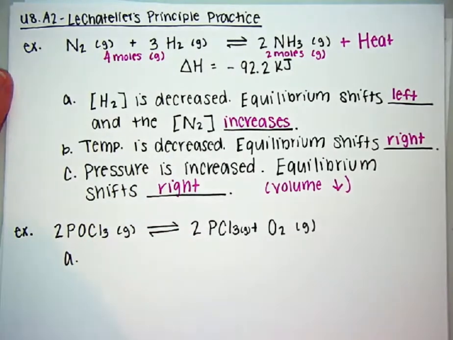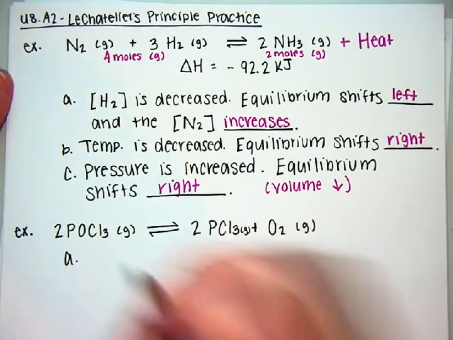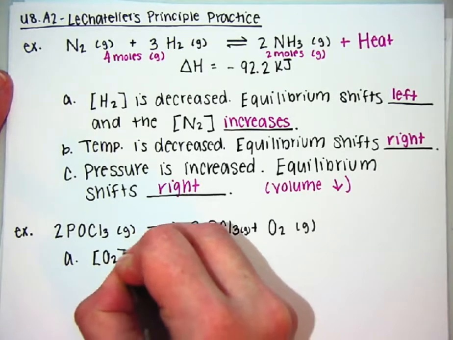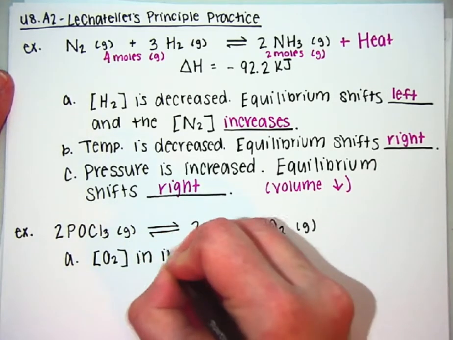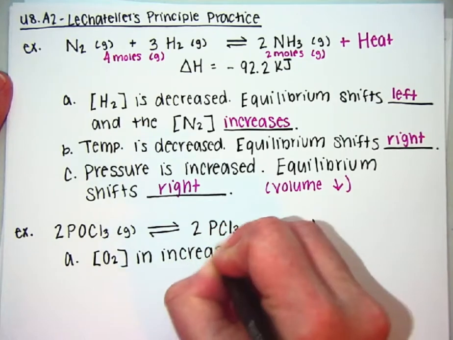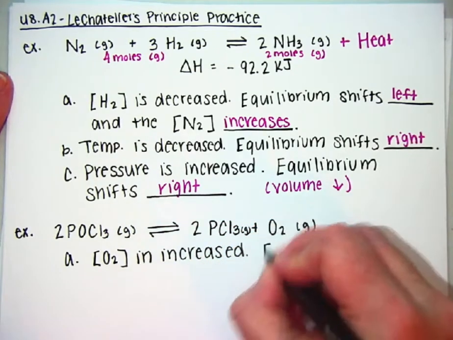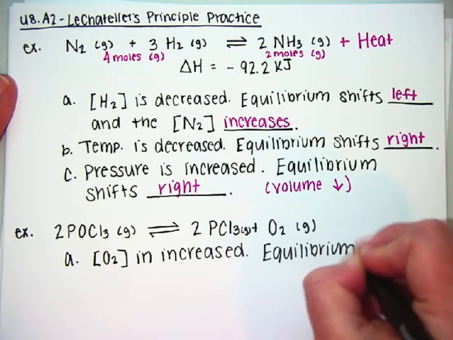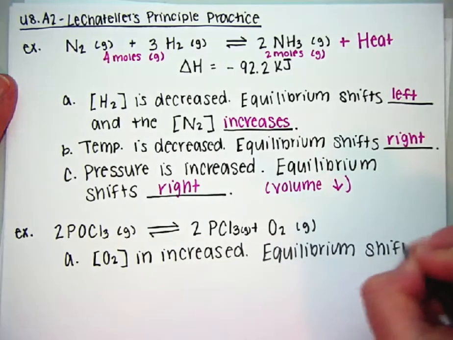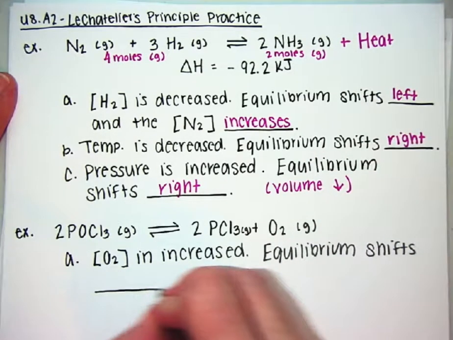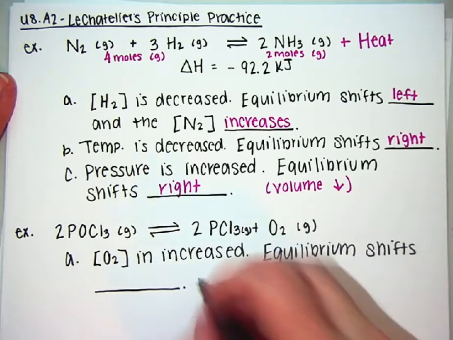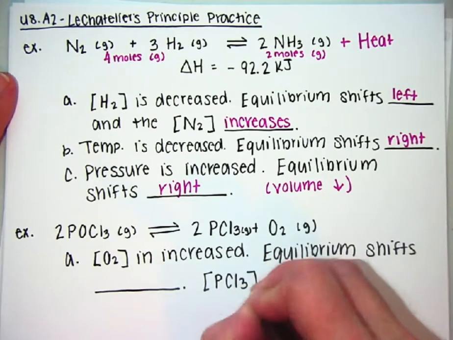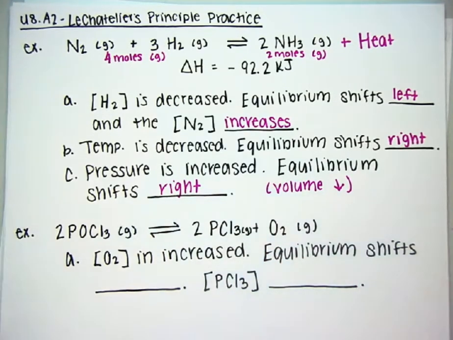First question. The concentration of oxygen is increased. Equilibrium shifts in which direction? The concentration of phosphorus trichloride increases or decreases.